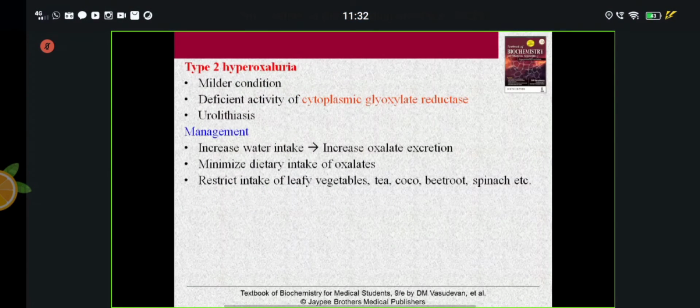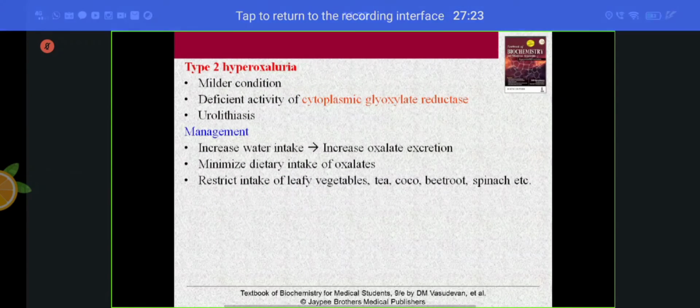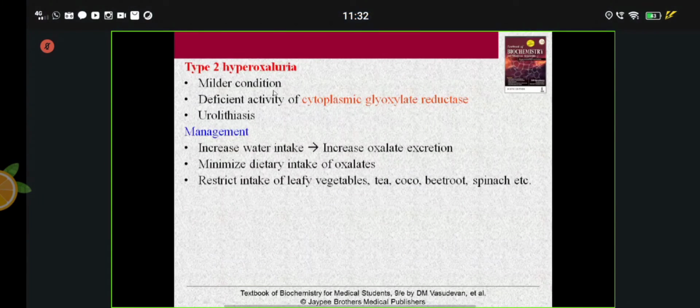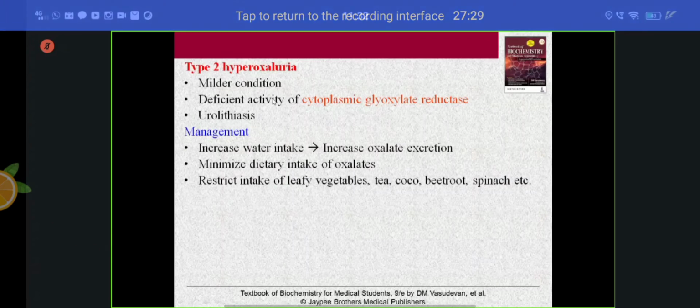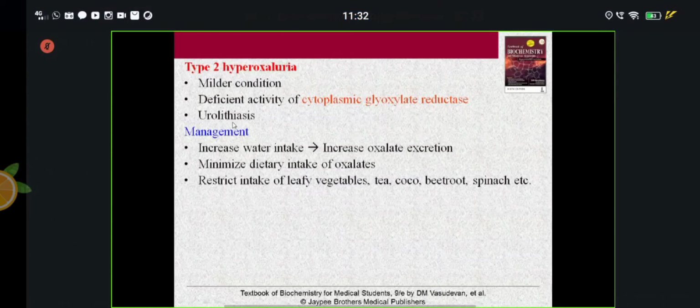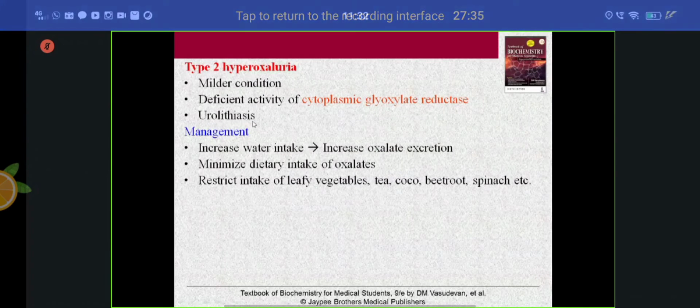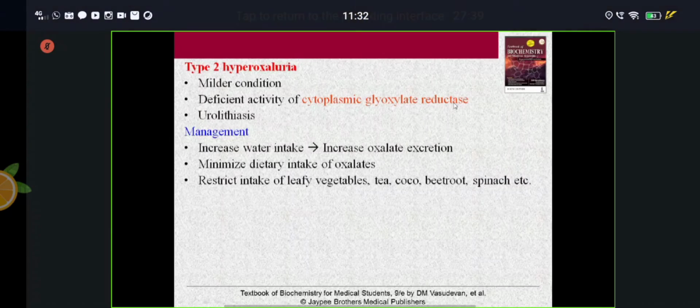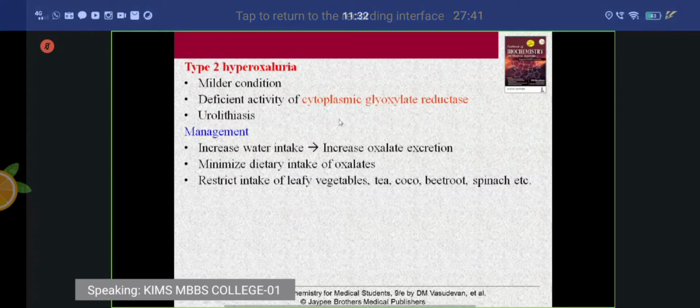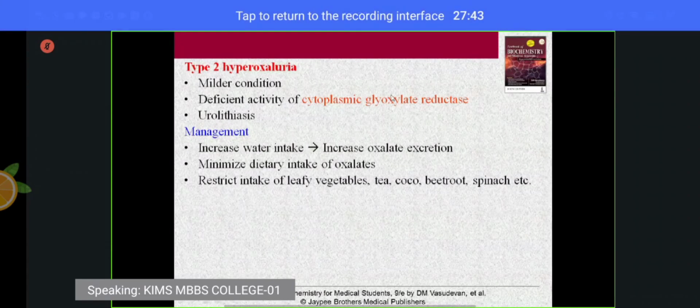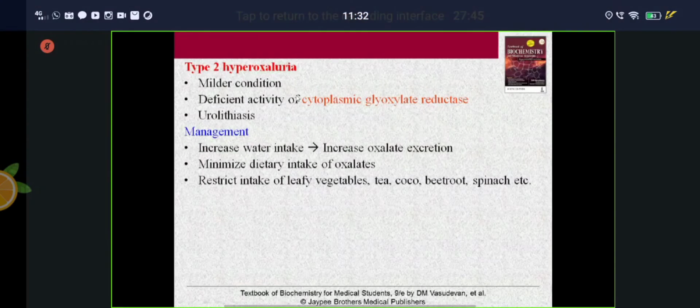That is primary. Now coming to type 2, which is a milder condition, much better than the primary one. It also presents with urolithiasis. Urolithiasis means stone in the urinary system. There is some deficiency in the reductase activity. It's not present in the mitochondria like that. It is present in the cytoplasm, but the activity is low.